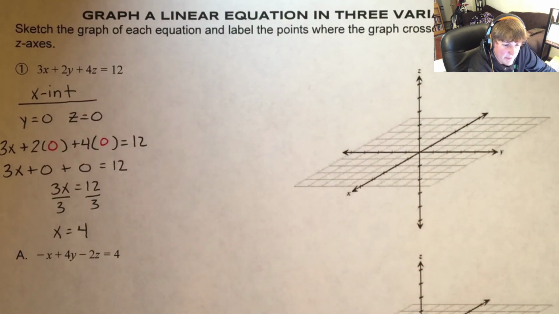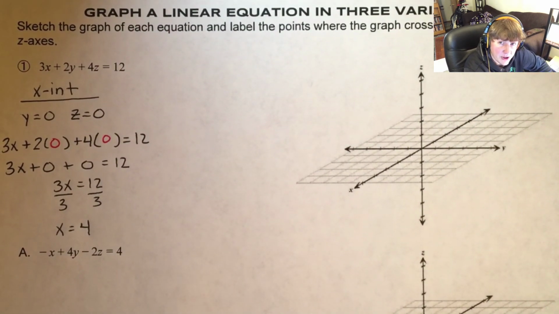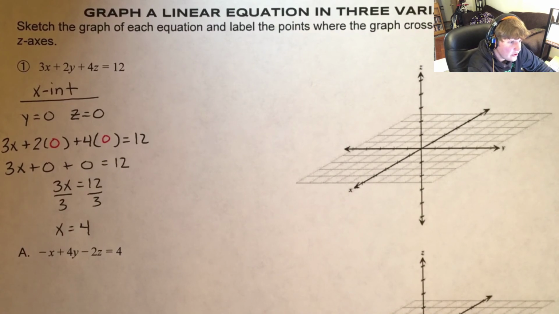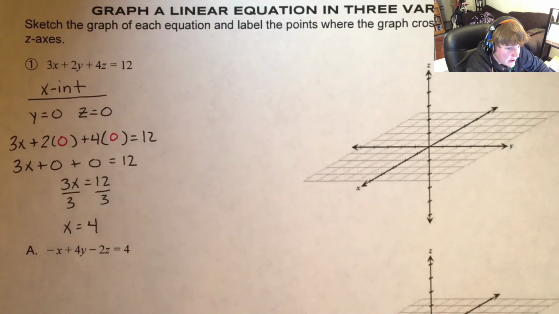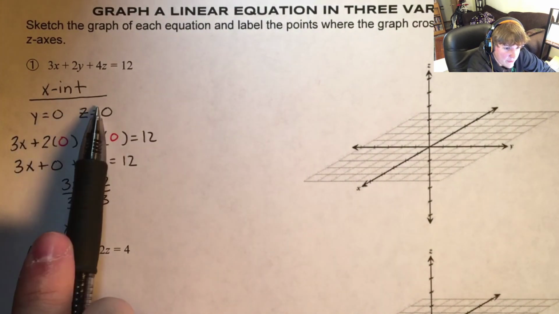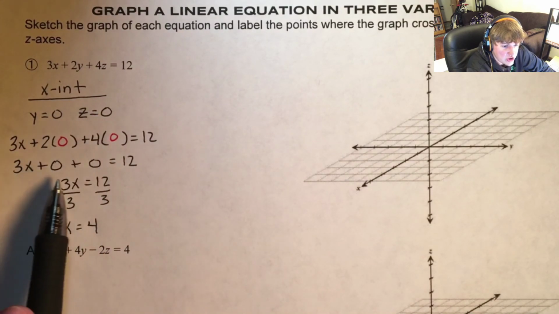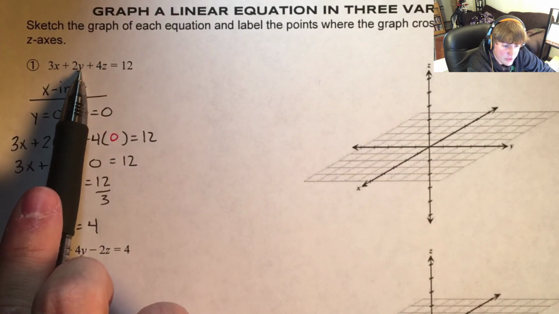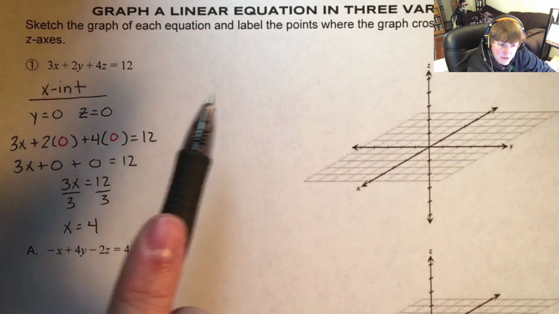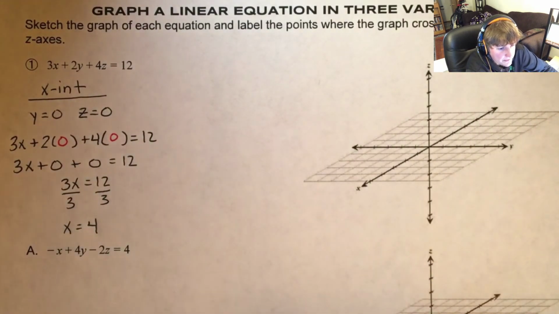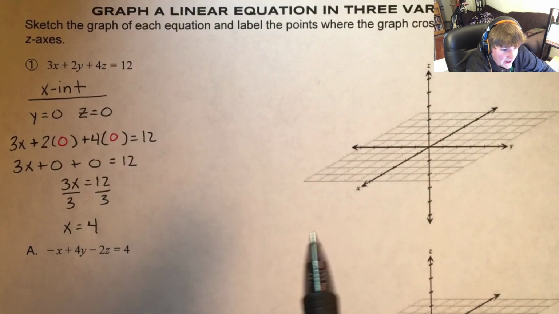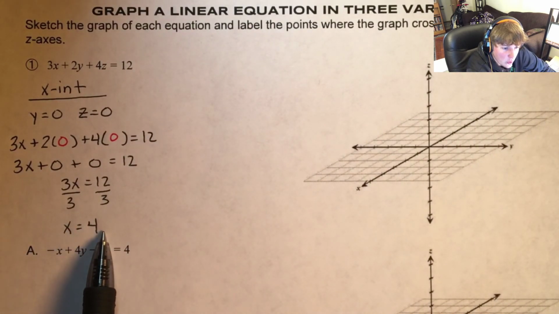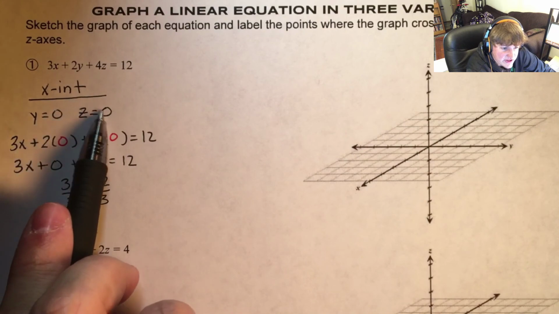Now let's just talk about the work here. I showed all of my work here, but this is going to be a problem where you're going to be able to skip through a lot of this. Once you have this fact down and memorized, you can just jump to 3x is equal to 12. You can get rid of these terms together because they're always going to cancel out, because anything times 0 is 0, so they're just going to go away. So what's the ordered triple I have? I have the ordered triple 4, 0, 0. So let's plot that.